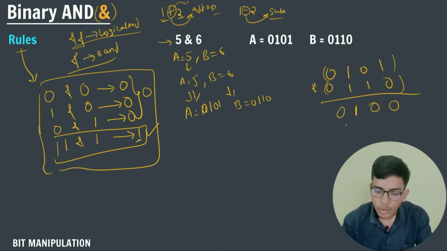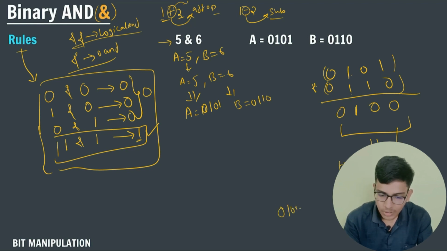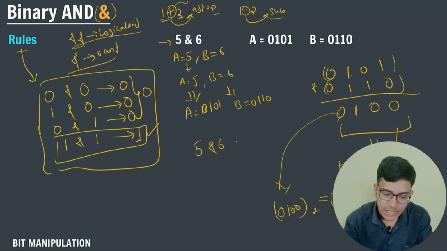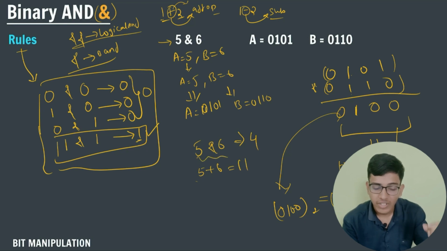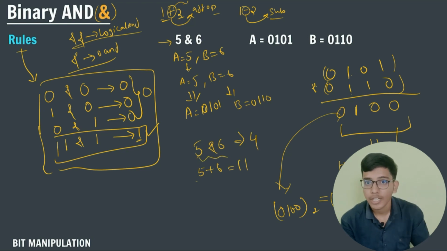After that 0. So in decimal, the value of this is 2 to the power of 0 plus 2 to the power of 1 plus 2 squared into 0, which is 100. So can I write 0100, and the answer I got is 4 in decimal. If I do 5 and 6, it will give me 4. If I perform 5 plus 6, this will give me 11. Similarly, if I perform 5 binary AND 6, that will give me 4.